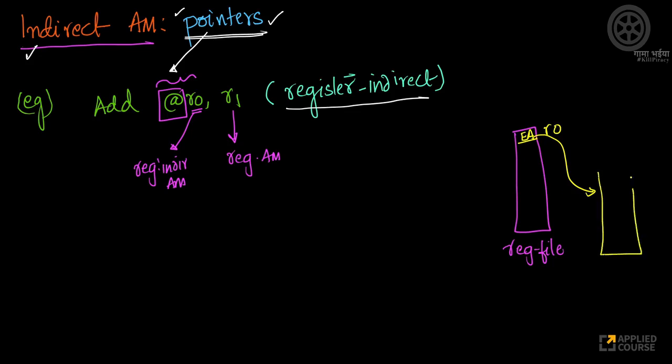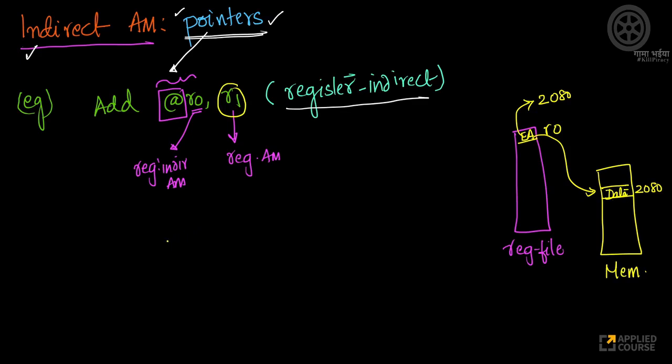So let's assume this is some location 2080. Suppose the value that is stored within R0 is, let's say, 2080. Then we go to the memory. Again, this is my main memory. I go to this memory location 2080. Whatever data is here, I will take it. I will add it to whatever data is there in register R1. And the final result, I'll again store it in this location.